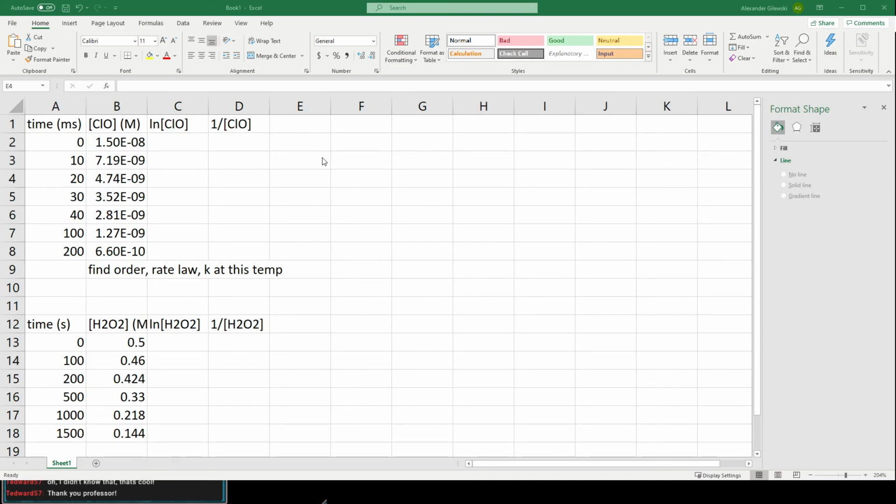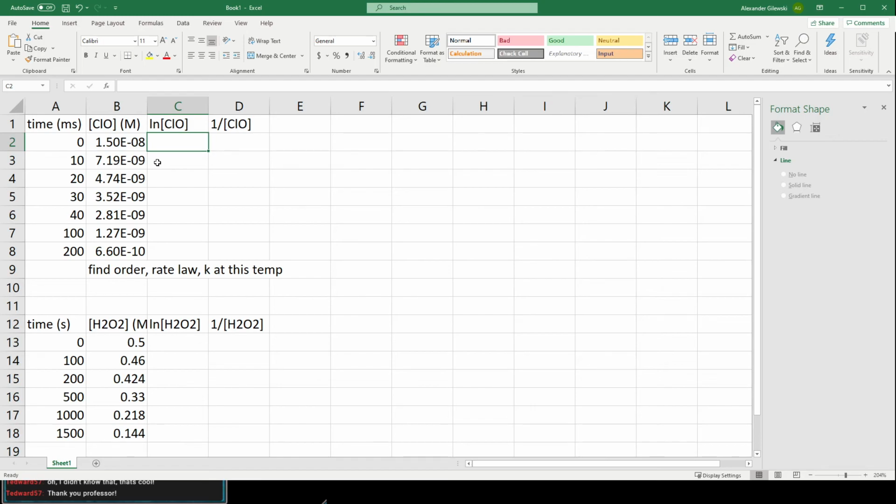Okay, so I have an Excel spreadsheet here where I have my data put in. In this particular one, we're looking at chlorine monoxide breaking apart into chlorine and oxygen. And so here's some data that was collected. We have the time in milliseconds, and we have our molarity. So if we wanted to solve this problem by finding its order, rate law, and rate constant, we can do that from the data that we're given. So this is kind of going back to yesterday, working with different types of reactions.